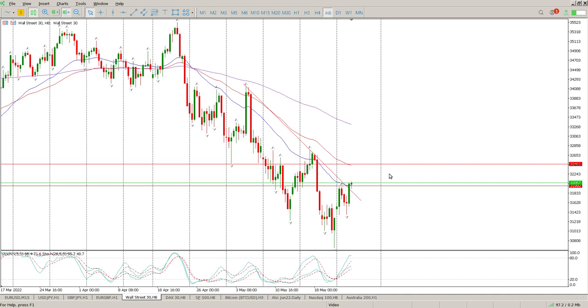So we do have a break of this trend line and also a break of this previous swing high on the week. So we've got a sort of a close above the current weekly high. Oscillators are not being very friendly to us at the moment if you're looking for a move to the upside, but they are indicating that this is an area we should be looking to sell off.